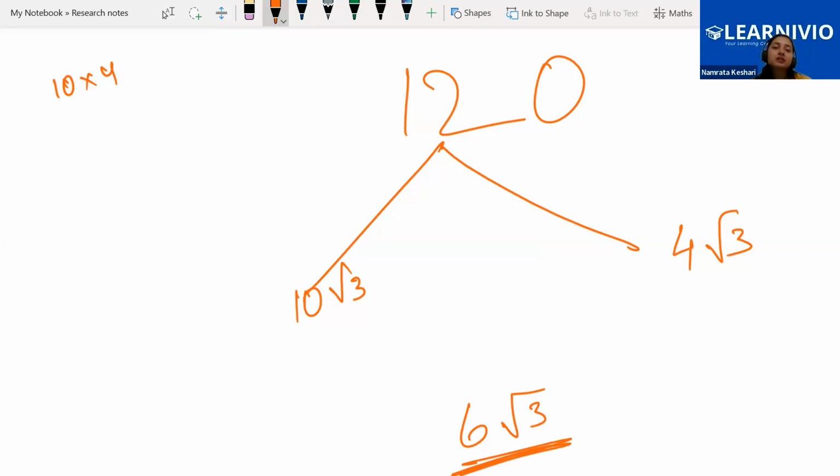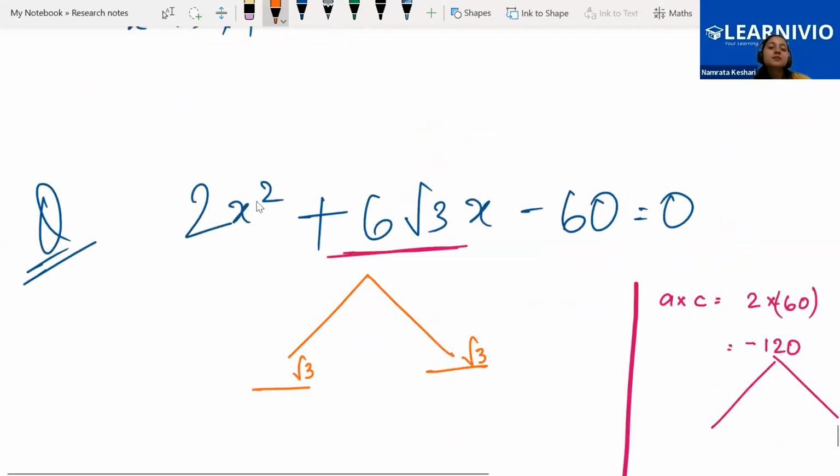You have to practice a lot of examples. Let me summarize what we did. यहाँ पे क्या किया? सबसे पहले A और C को मल्टीप्लाई किया. 60 into 2 क्या हो गया? 120 हो गया. अब डायरेक्टली जाके स्प्लिटिंग करना है. बट हमारा जो मिडिल टर्म है ये बहुत कंफ्यूजिंग है. ये है 6 √3. तो अब जब स्प्लिटिंग कर रहे हैं 120 को, तो फर्स्ट वाले नंबर के साथ भी √3 पेस्टेड होना चाहिए, सेकेंड वाले नंबर के साथ भी √3 पेस्टेड होना चाहिए.